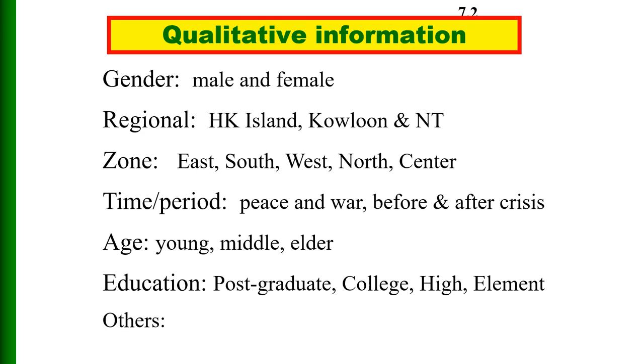In that case there is no other quantification of zone like east, south, west and north, but we can just give them a code like d1 is equal to 1 if east, 0 otherwise; d2 is equal to 1 if south, 0 otherwise, and so on. Similarly, d1 is equal to 1 if the person is young and 0 otherwise, d2 is equal to 1 if the person is of middle age and 0 otherwise.